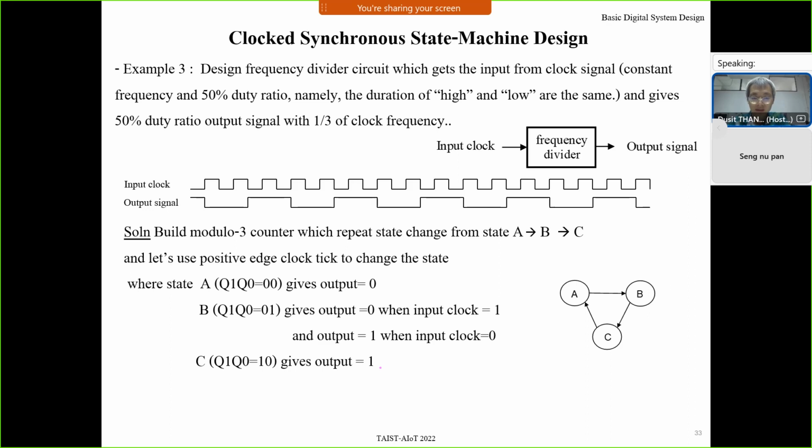So by this, you know that the output depends on the input also, right? It may change when the input changes. For example, the input is from the clock directly. So for this problem, it should be a Moore type state machine, right? Moore.